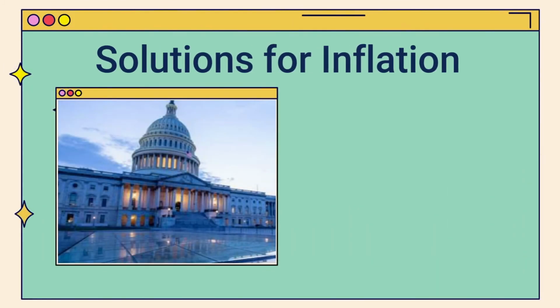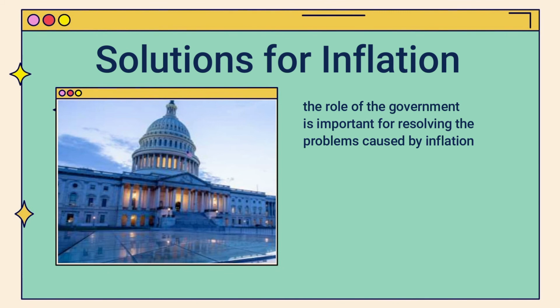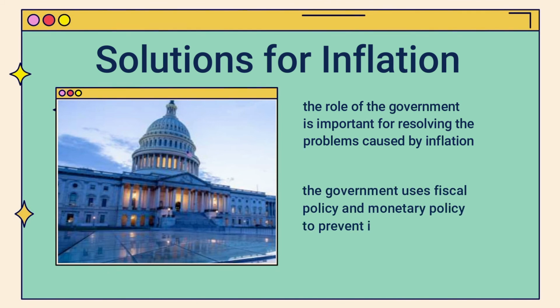Solutions to inflation. How can the problems caused by inflation be avoided? In providing solutions, the role of the government is important for resolving the problems caused by inflation. The government uses fiscal policy and monetary policy to prevent inflation. In the following chapters, we will discuss in more detail the different ways in which the government operates for these policies.